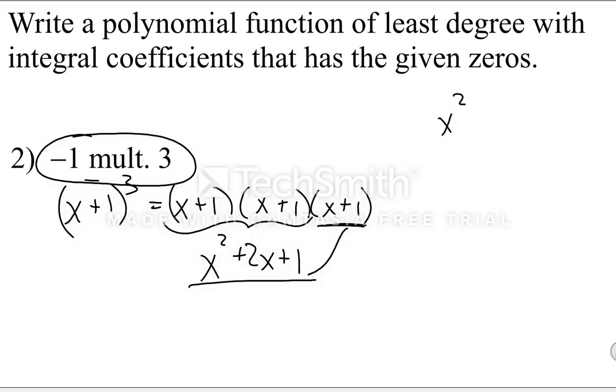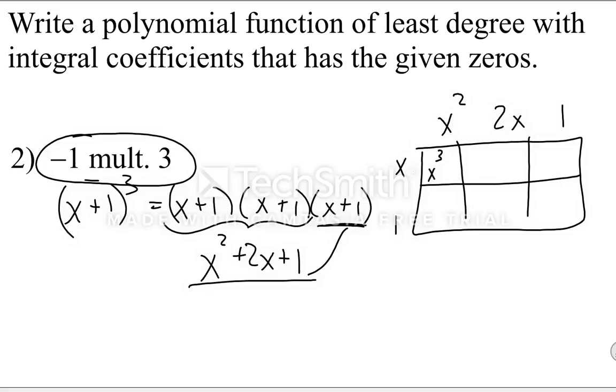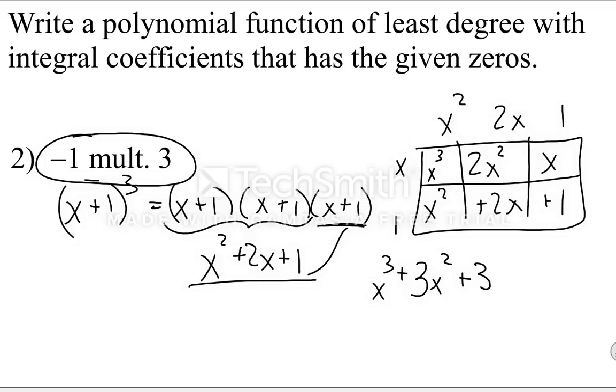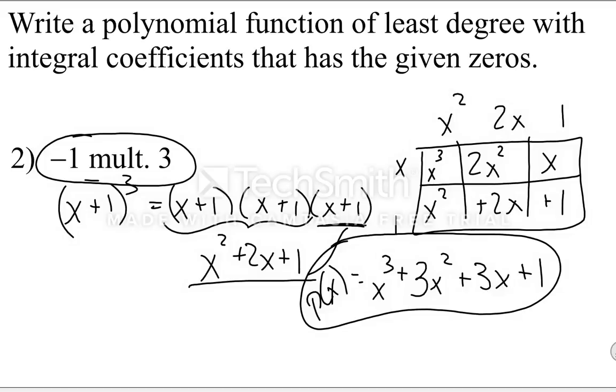So x squared, 2x and then 1 on top, and then x plus 1 on the sides. This is x to the third. This is 2x squared. This is x. This is x squared plus 2x plus 1. So now, rewriting that, I get x to the third plus 3x squared plus 3x plus 1, and that is equal to p of x. And that's my answer for number 2.